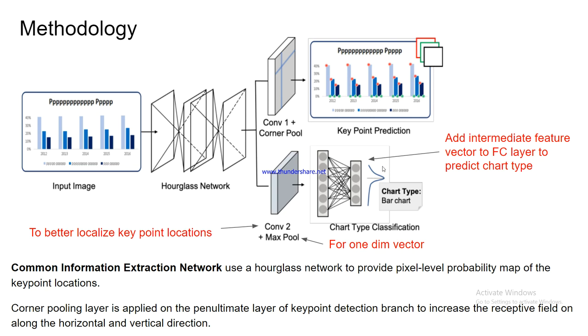So finally, it finds the key point predictions and their type classification. For the type classification, the last layer adds the intermediate feature vector to a fully connected layer to predict the chart type.